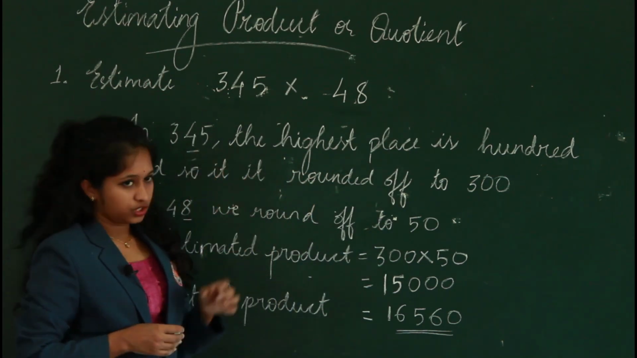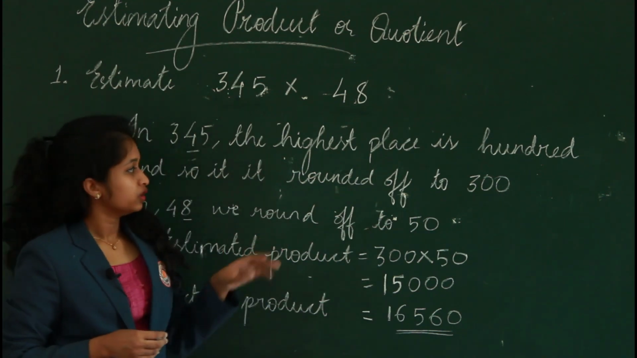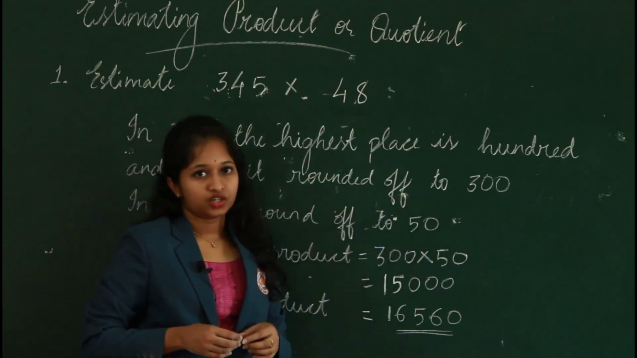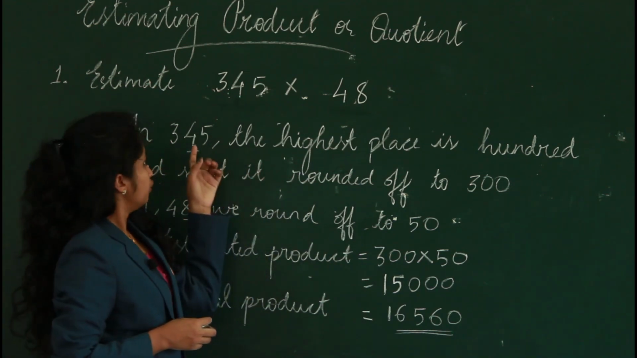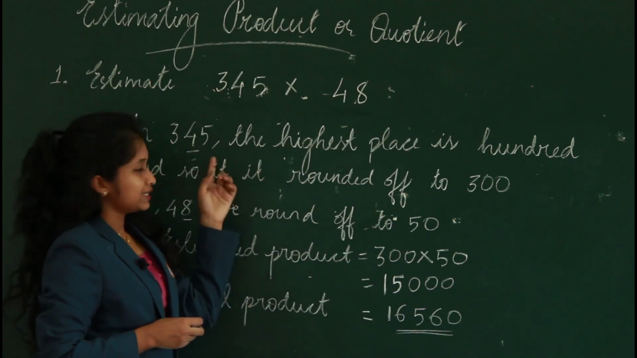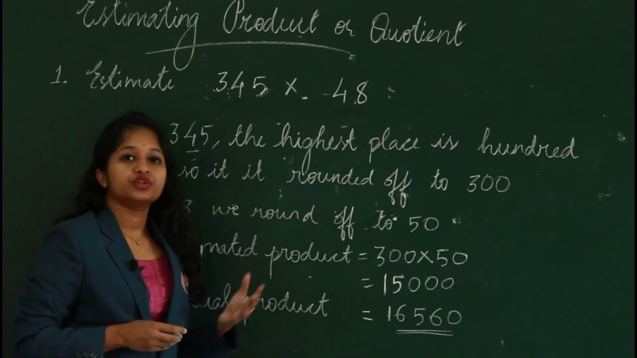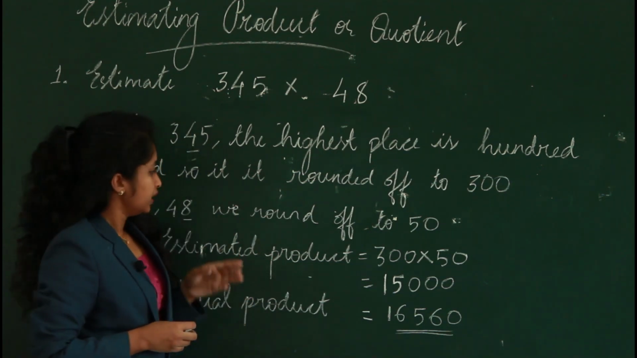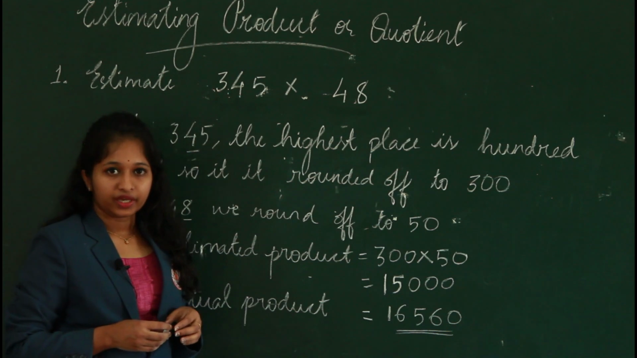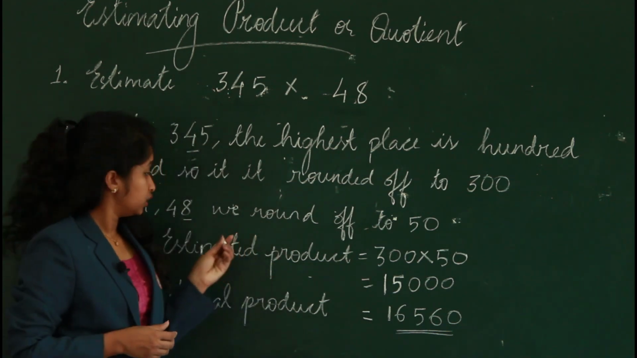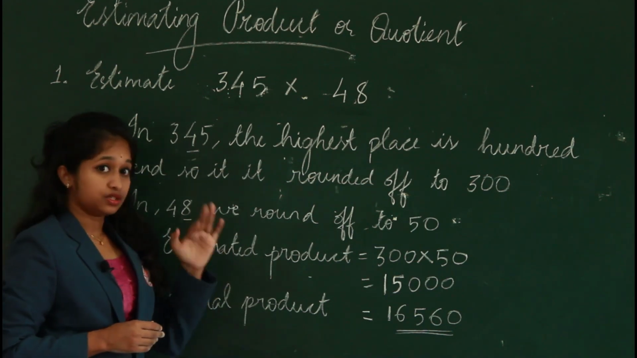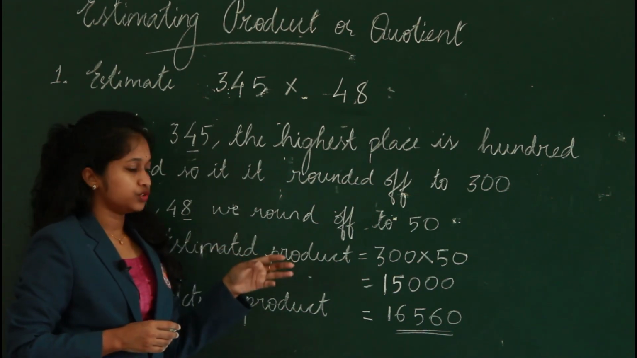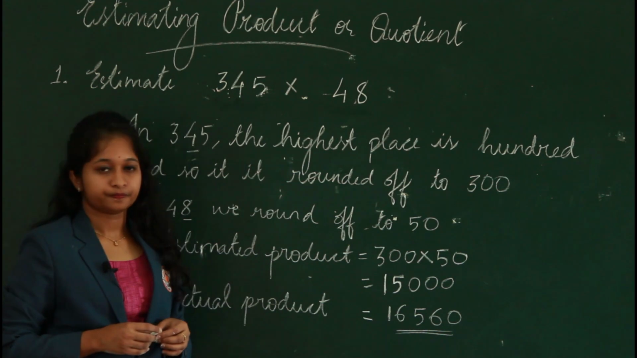So in case of 345, when we round off, we get 300, because the tens digit is 4. It is less than 5. So we are rounding off to 300. And when we come to 48, we have to check the ones digit. Here it is 8. It is greater than 5. So we are rounding off to 50.